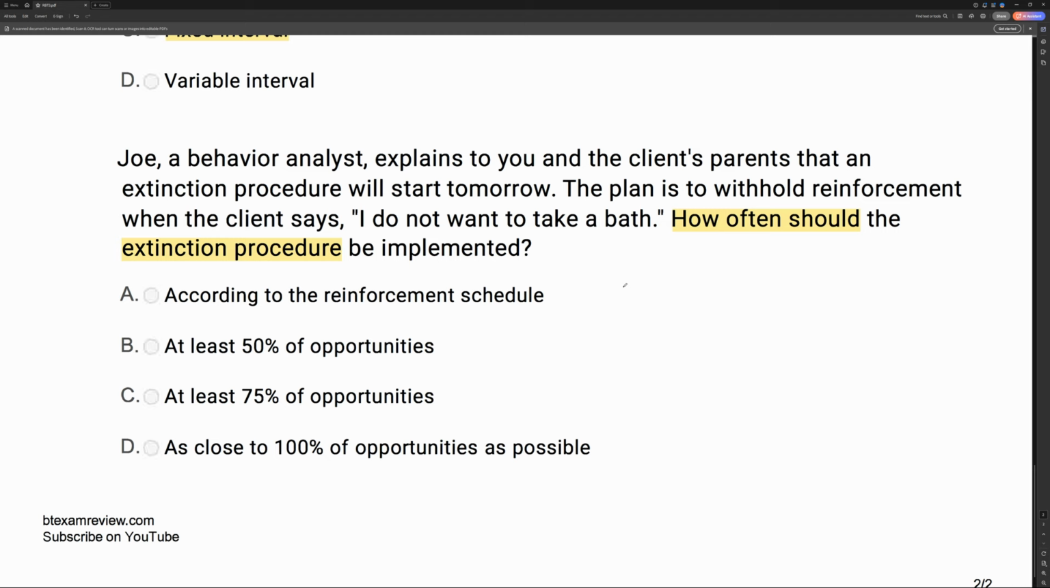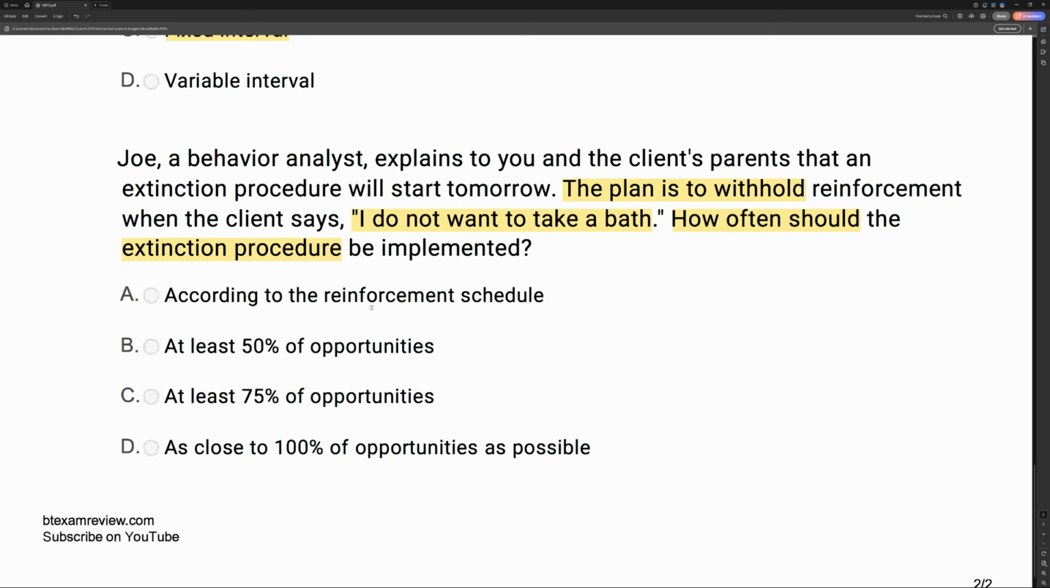If you're going to be doing extinction, we have to make sure everybody interacting with the client is also using extinction. Extinction is not effective if we only do it some of the time. So if we want the plan to be withhold reinforcement when the client says, I do not want to take a bath, we need to be doing that as much as possible.